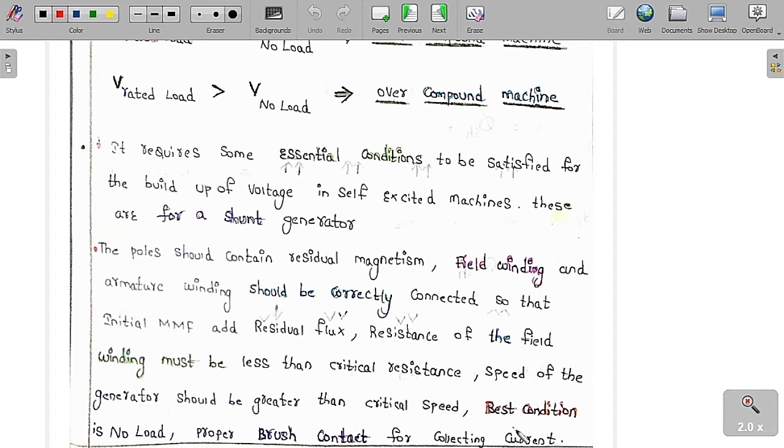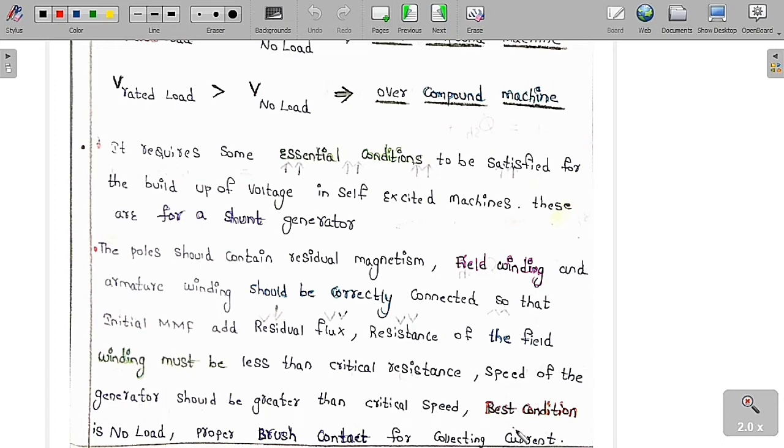So these are the essential conditions for build-up of voltage in self-excited machines for a DC shunt generator. The poles should contain the residual magnetism, and the field winding and the armature winding should be correctly connected so that the initial MMF adds to the residual flux. The resistance of the field winding must be lesser than the critical resistance, and the speed of the generator should be greater than the critical speed. The condition is no load and proper brush contact for collecting the current.